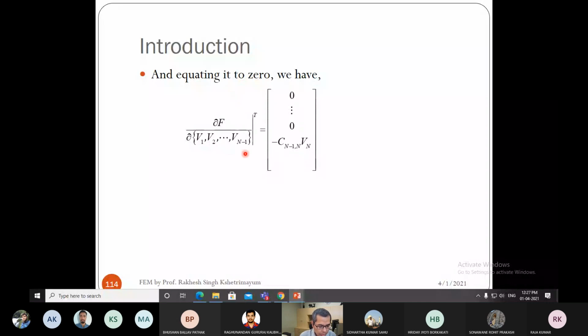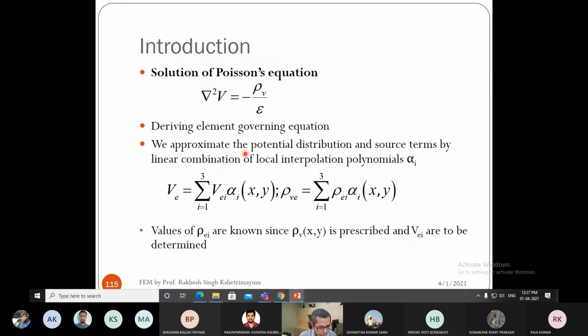So let us go to the next one. Next one is basically we want to find out the solution of the Poisson's equations. We have already done it for the Laplace equation. We want to extend it for Poisson's equation. This is more complicated than the Laplace equation. The FEM analysis example we have taken was for the Laplace equation. Now we want to extend it further to the Poisson's equation.